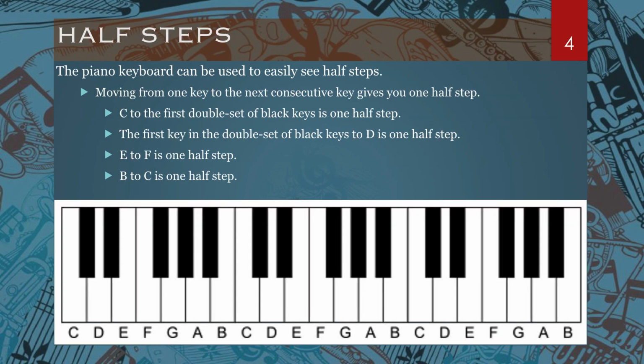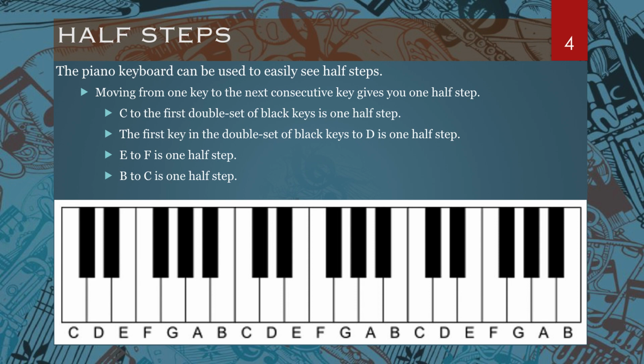So let's start with half steps. The piano keyboard can be used to easily see half steps. If you start on C, any C on the piano, and you move to that first black key immediately to the right of it, that's a half step. Then you move up to the D. That's another half step. Move up to the D sharp, the next black key. That is also a half step. And then from the black key in between D and E to the note E, or to the key E on the piano, that is also a half step.